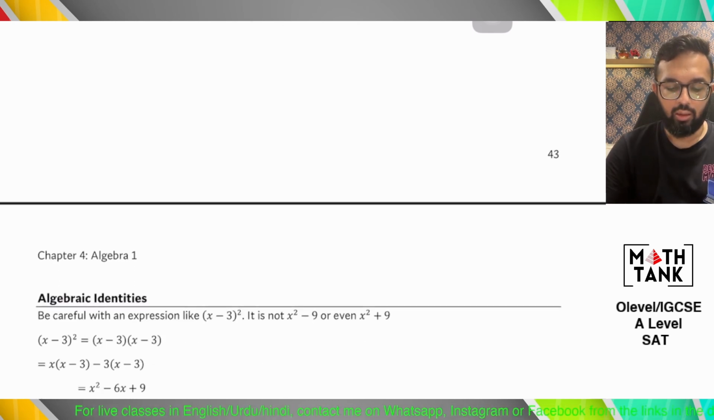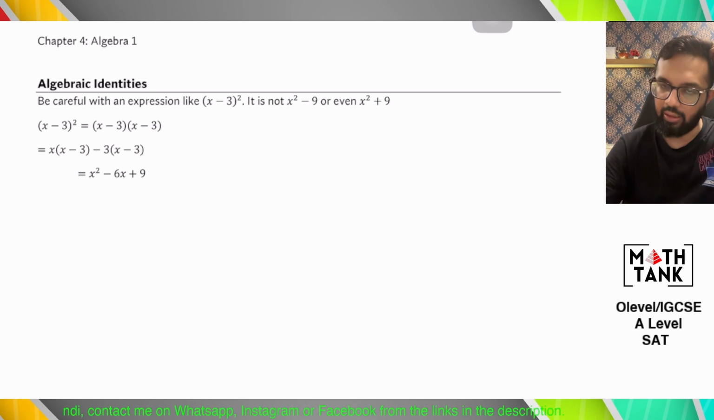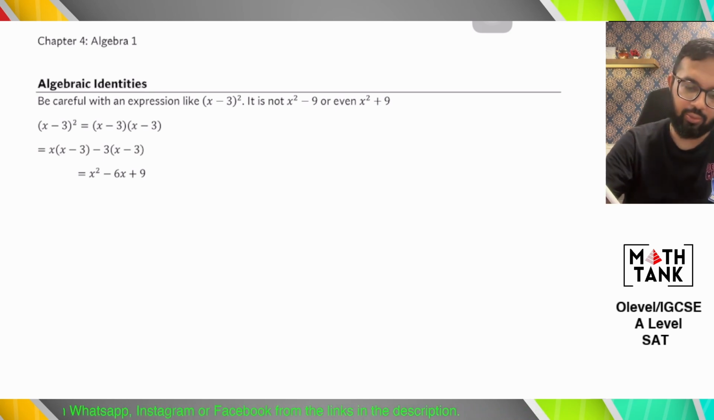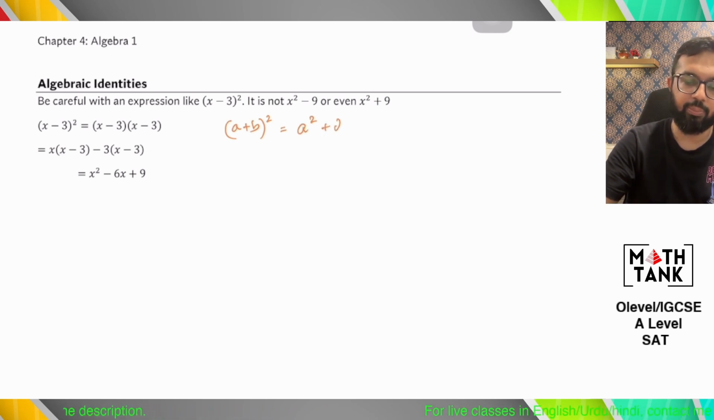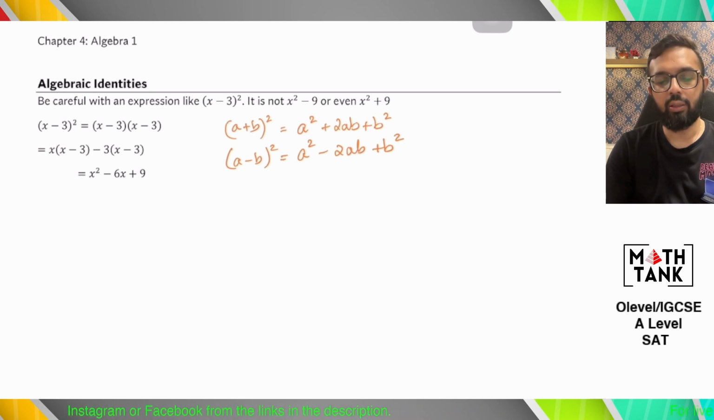Okay, what I'm going to show you next is algebraic identities. Okay, what are algebraic identities? Now, you must have seen these in your early grades, that you were made to learn a plus b whole square is a square plus 2ab plus b square. And a minus b whole square became a square minus 2ab plus b square.